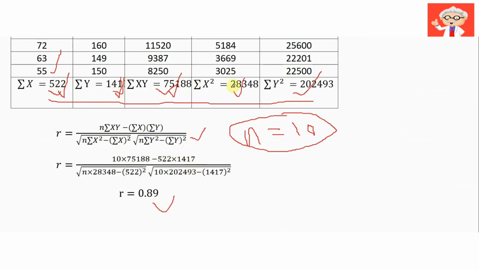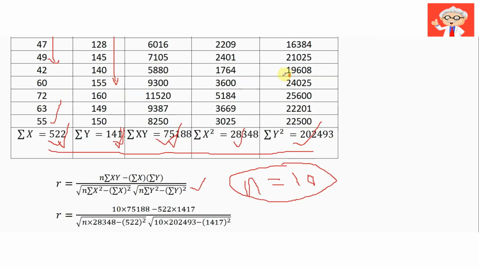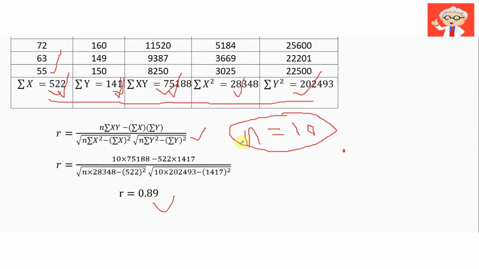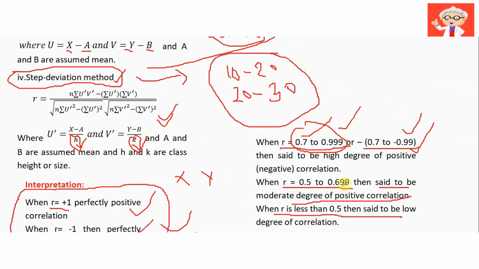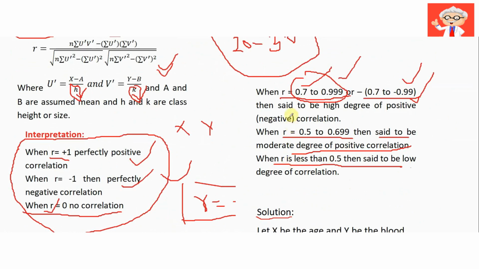If we put all the values obtained from this calculation table, we obtain the result. Now we have to interpret the result. Actually, we have 0.89. Let's come to the interpretation section. When r is 0.5 to 0.69, it is said to be a moderate degree of positive correlation. But for 0.7 to 0.99, it is said to be a high degree of positive correlation.